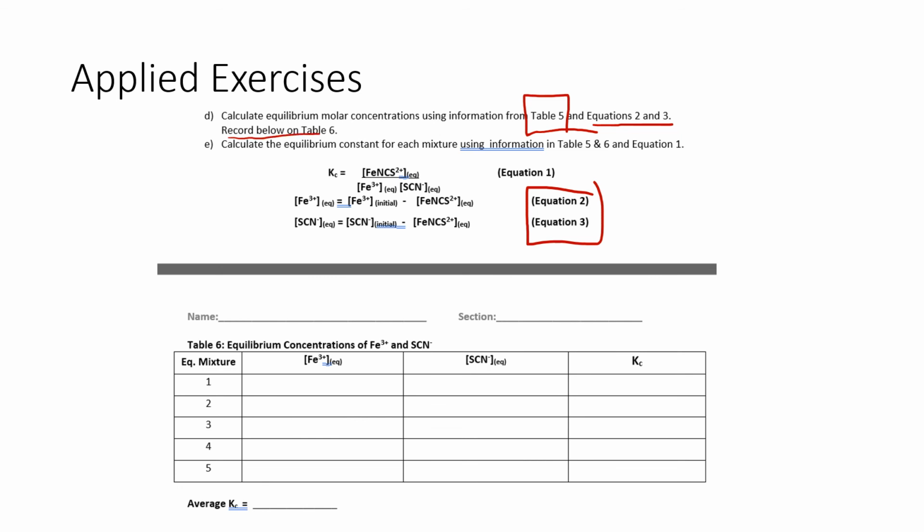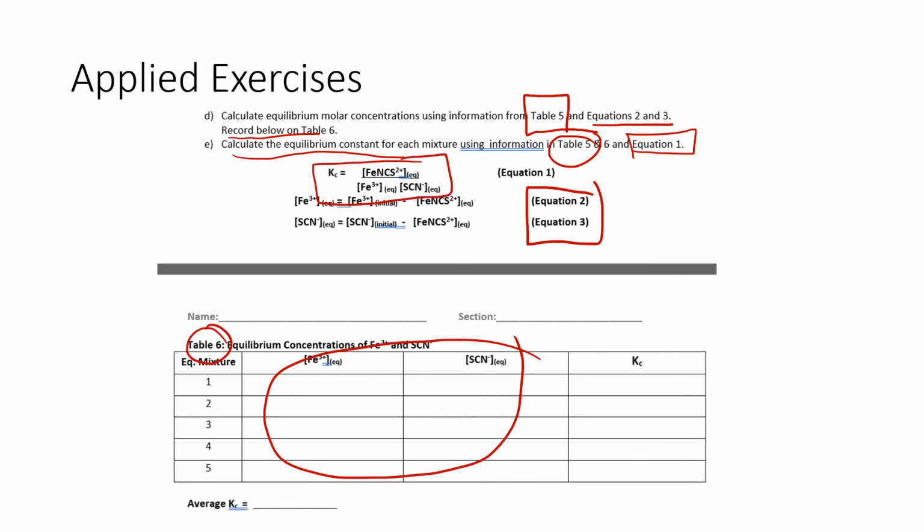Record below in table 6, and then you will calculate our equilibrium constant. Once you get all of these filled in, you will use information from this table itself and back in table 5, and plug everything into equation 1. You're going to be doing some plugging and chugging for this last step where you're calculating the equilibrium constant. Then you'll average it and report that average of our equilibrium constant.